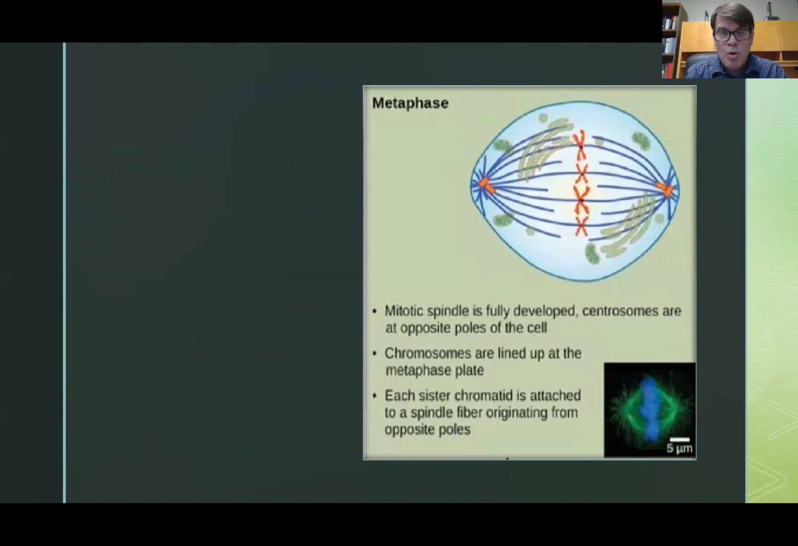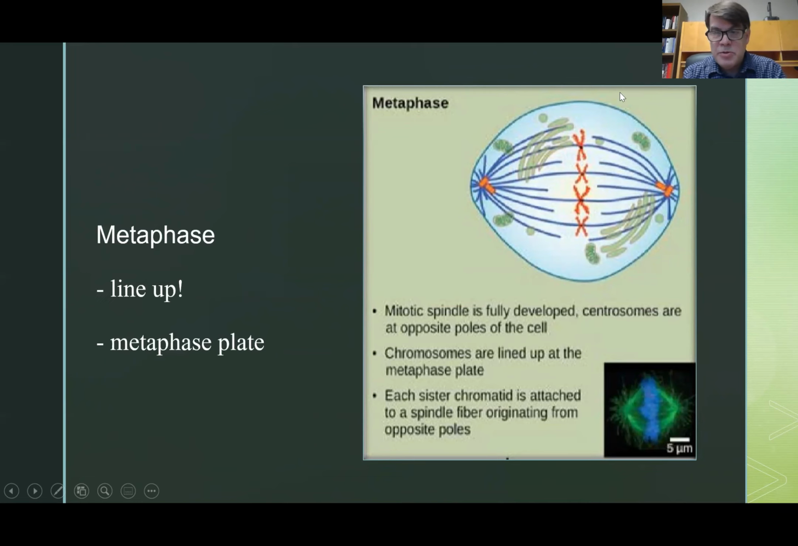Okay, metaphase: everybody line up. This is the metaphase plate. Everybody's lined up in metaphase. All the spindles are attached, so the mitotic spindle is fully developed. Centrosomes have gone to their opposite poles. Each sister chromatid is attached with a kinetochore, and everything's ready to go.